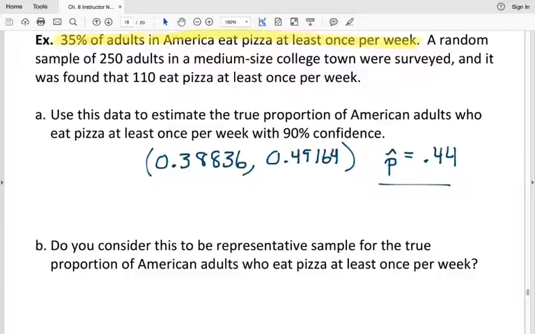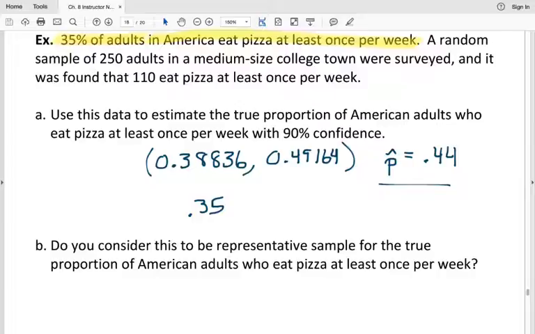And even more telling is this, that if we look at that 0.35 we were given, it does not lie within the interval. It is not in the interval. So what that tells me is this sample is not representative of the true proportion of Americans who eat pizza once per week.